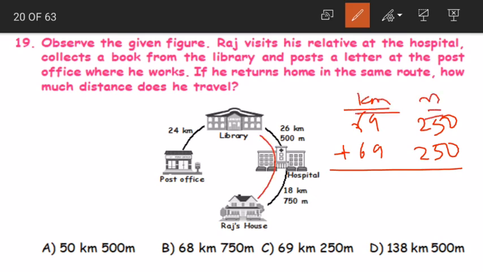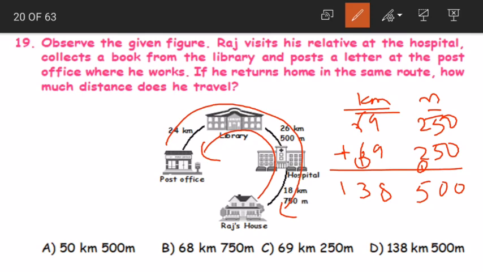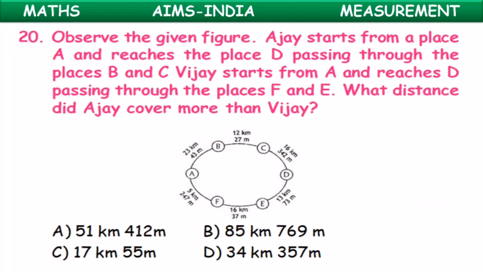See, children, for going 69 kilometers 250 meters, and again for returning 69 kilometers 250 meters. So we are adding 0, 10, 1 carried, 5, 18, 1 carried and 13. 138 kilometers 500 meters is the total distance that he has traveled. That is option D. Now coming to question 20.